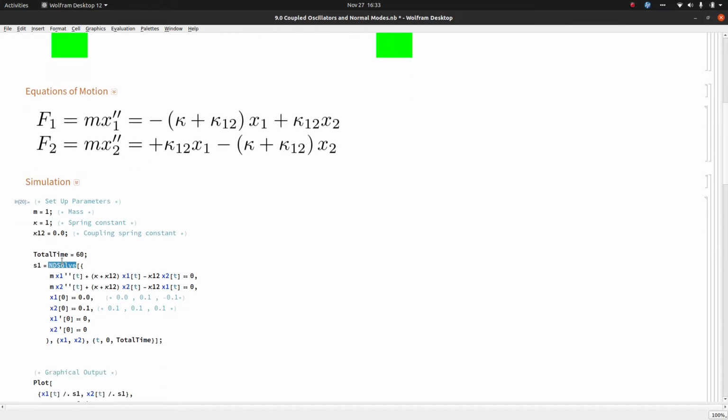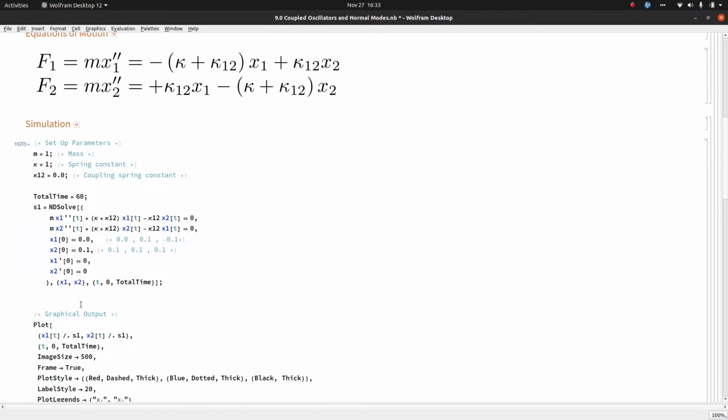I'm going to use the numerical differential equation solver. You could use regular old DSolve for this to get an analytic solution. I'm just going to stick with numerical for now, just because I don't want to change it. I'm lazy.